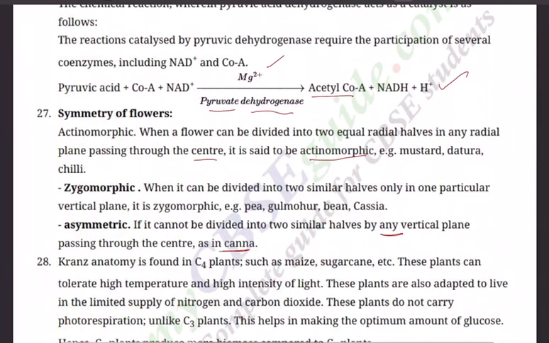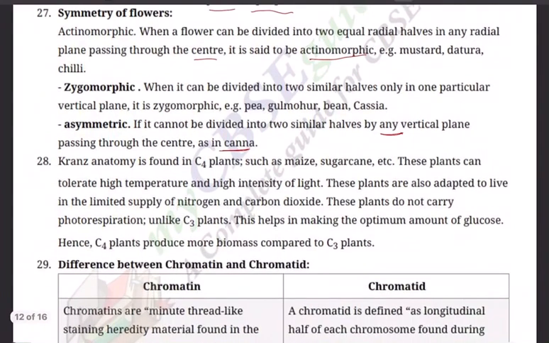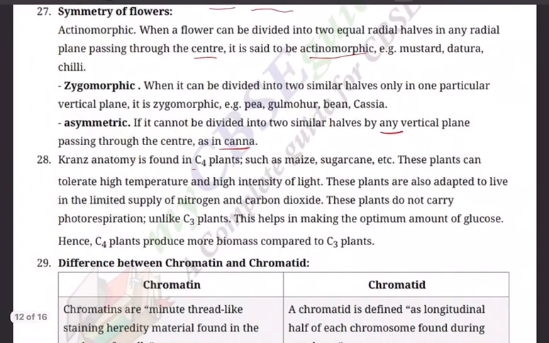Then we go to question number 28. In what kind of plants do you come across Kranz anatomy? To which conditions are those plants better adapted? How are these plants better adapted than the plants which lack this anatomy? Now we go straight to the answer.